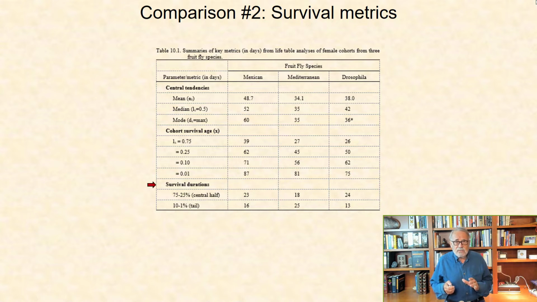The last set of comparisons for the second group of metrics involves the duration between the ages when 75% of the cohorts are dead to the age at which 25% are dead, and then again from 10% to 1%. In all species, these durations are roughly similar, ranging from 2 to 3 weeks.